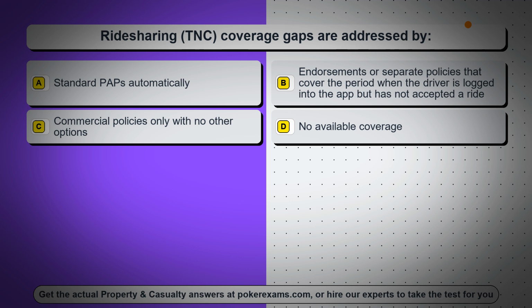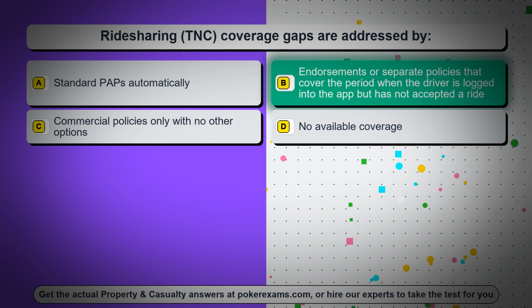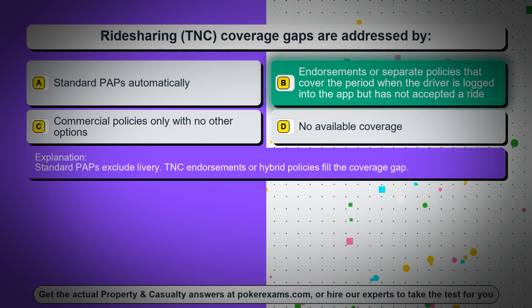Option C, commercial policies only with no other options. Option D, no available coverage. The correct answer is option B, endorsements or separate policies that cover the period when the driver is logged into the app but has not accepted a ride. Standard PAPs exclude livery. TNC endorsements or hybrid policies fill the coverage gap.